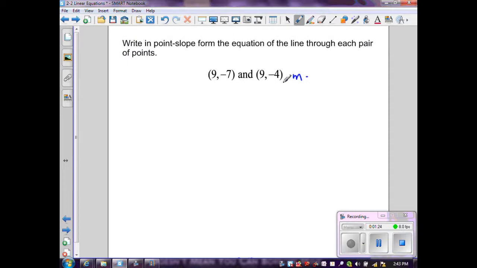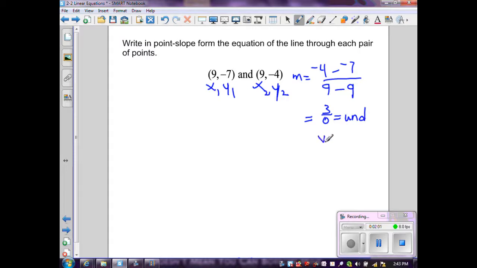Next, we want to write these 2 ordered pairs into point slope form. So the first thing we want to do is label x1, y1, x2, y2. And we want to substitute that into our slope formula. So we're going to have y2, which is 4, minus y1, which is a negative 7, over x2, which is 9, minus x1, which is also 9. Simplifying, that's going to give me a negative 4 plus 7 is 3 over 0. So my slope is undefined. Therefore, I know I have a vertical line.